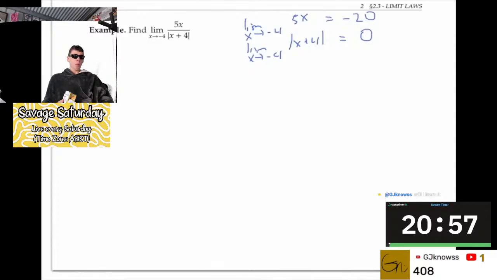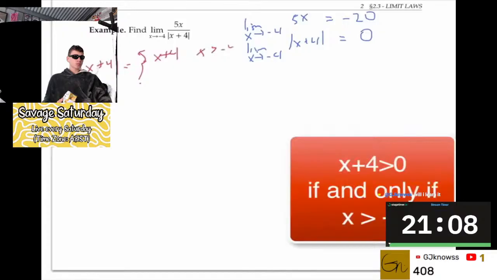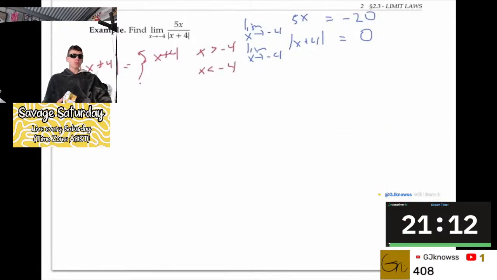Because we've got an absolute value in our expression here, it's screaming out at us to look at cases. Remember that the absolute value of x plus 4 is going to equal just x plus 4 if x plus 4 is positive. In other words, if x is greater than negative 4. However, if x is less than negative 4, then the expression x plus 4 will be negative. So taking the absolute value has to switch its sign in order to make a negative expression positive.